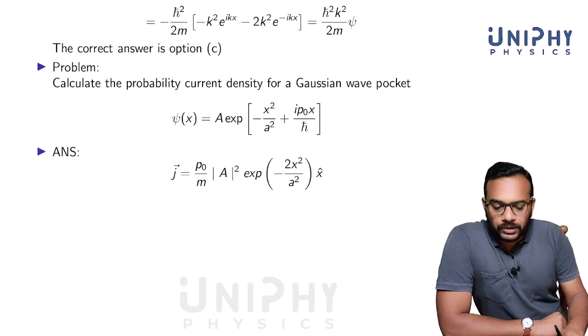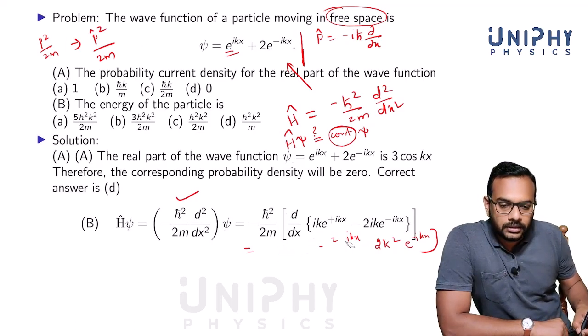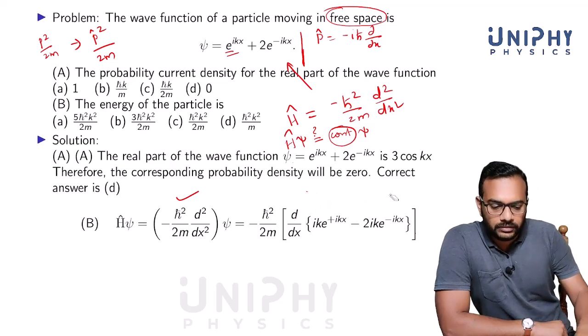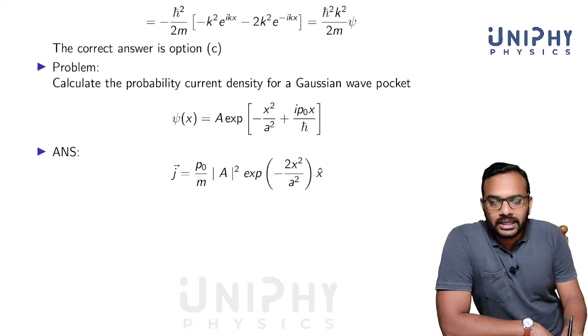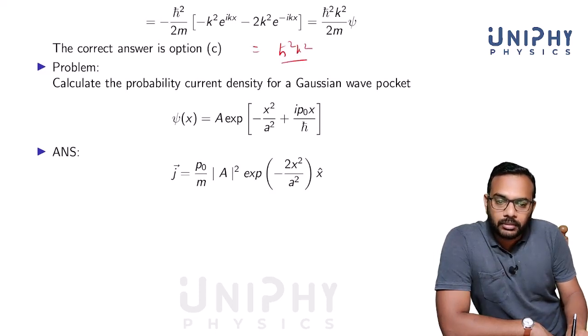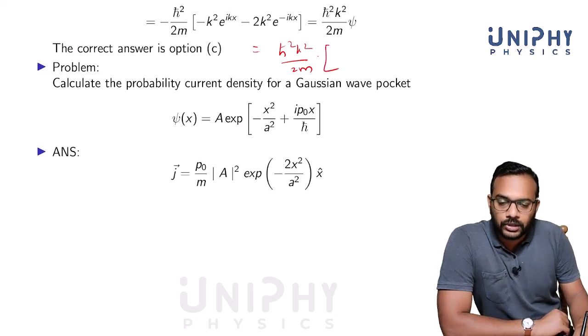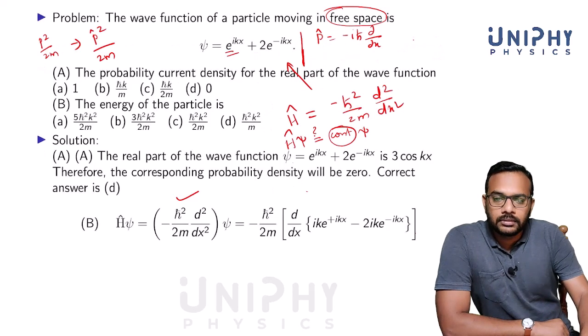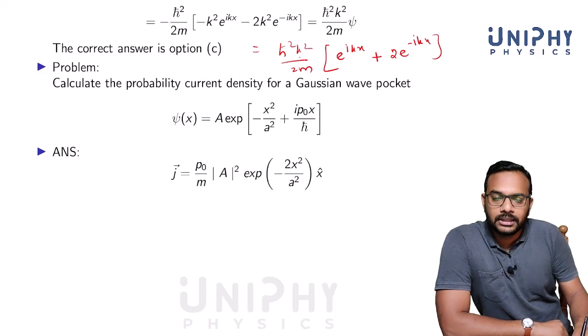This is after taking one derivative d by dx, and as I said, this ik has been pulled out. If you do one more derivative, you can check this, you get minus k square e raised to ikx minus 2k square e raised to minus ikx. Now you pull the minus k square outside, and you see that this is equal to h cross square k square by 2m times e raised to ikx plus 2 e raised to minus ikx. That's exactly the wave function we started with.